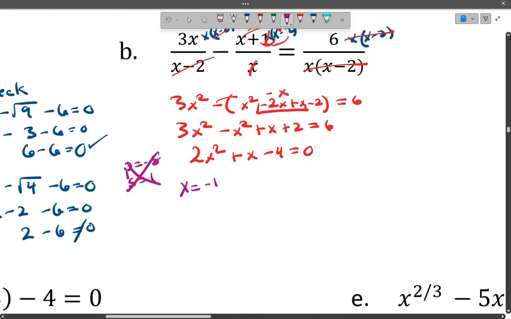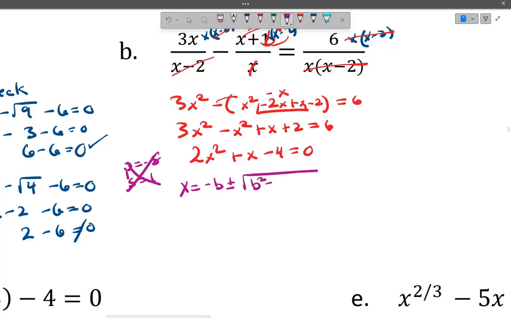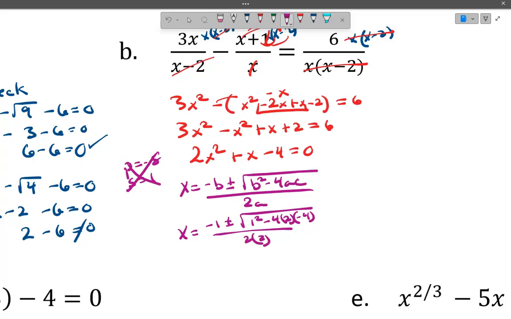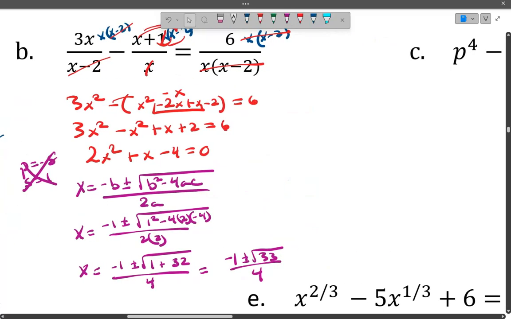So x equals negative b plus or minus square root of b squared minus 4ac all over 2a. So negative 1 plus or minus the square root of 1 squared minus 4 times 2 times negative 4, all over 2 times 2. So x equals negative 1 plus or minus the square root of 1 plus 32, over 4, leaving us with negative 1 plus or minus the square root of 33 over 4. So there's our two solutions.